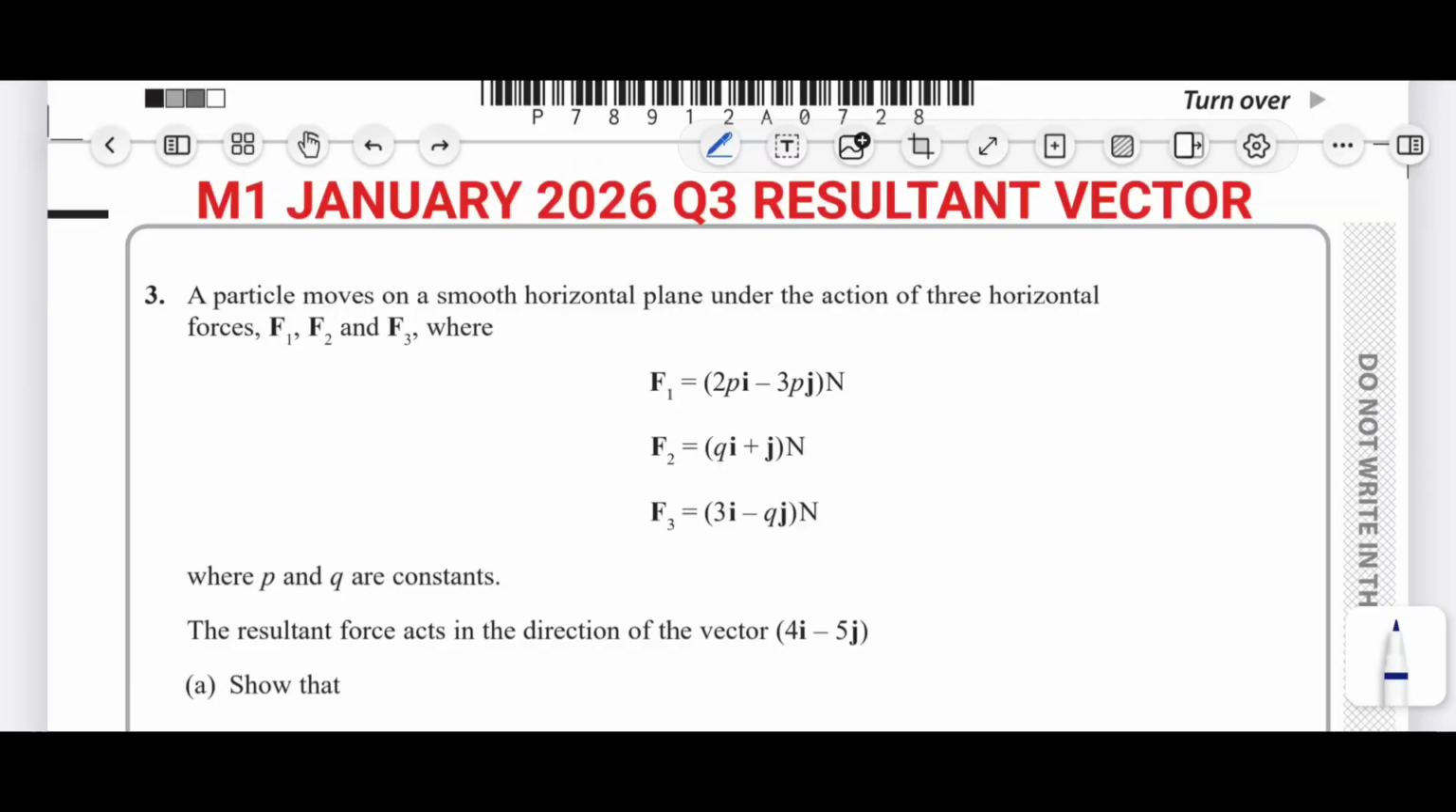Today we will solve M1 January 2026 question number 3. This question is about resultant vector. So let's solve it.